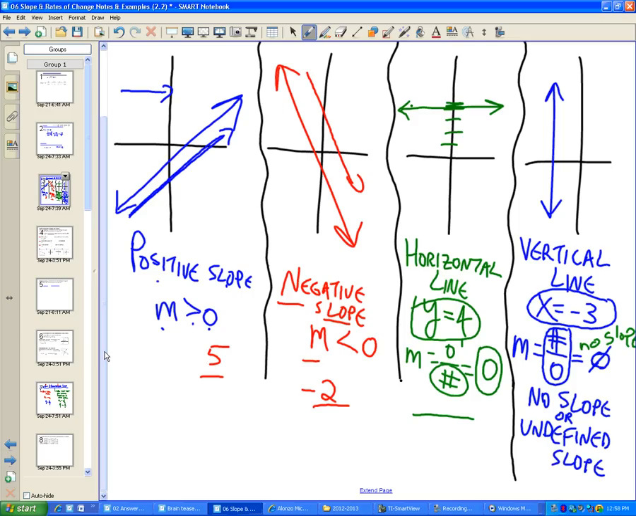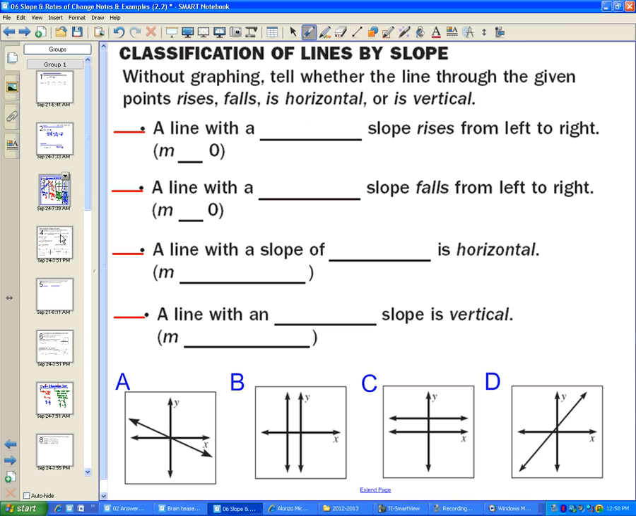But this is not 0. 0 is not the right answer. There's no slope, or undefined slope. This is my answer, and it's always going to be a vertical line if that's the slope that I come up with. Let's see what this can do for me. Let's run this little test over here.